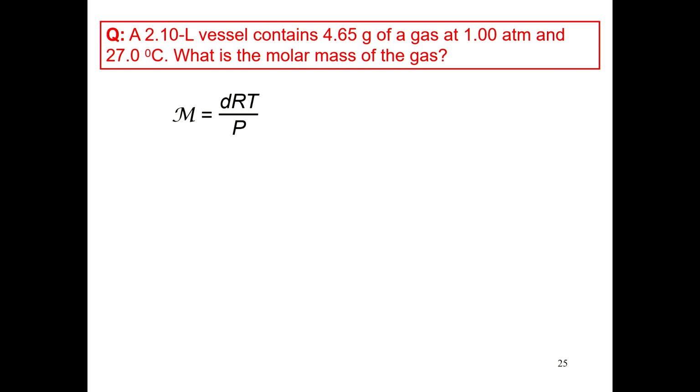So basically, we can use this mass and divide by the volume to get its density, and then we can use the R constant and the temperature should always be in Kelvin, and the pressure is 1 atm, and then we can get the molar mass. So the unit of molar mass is grams per mole. Okay.